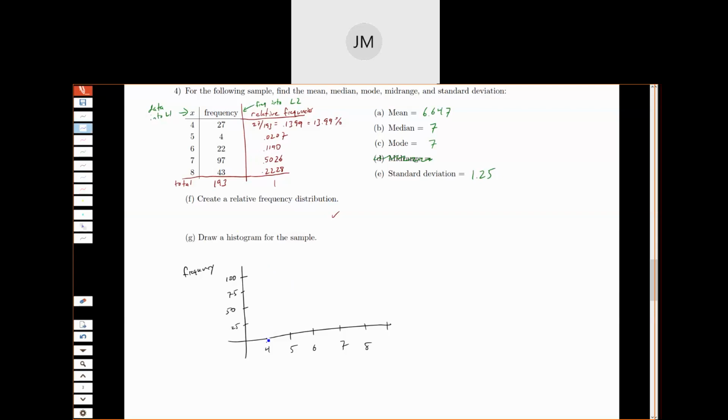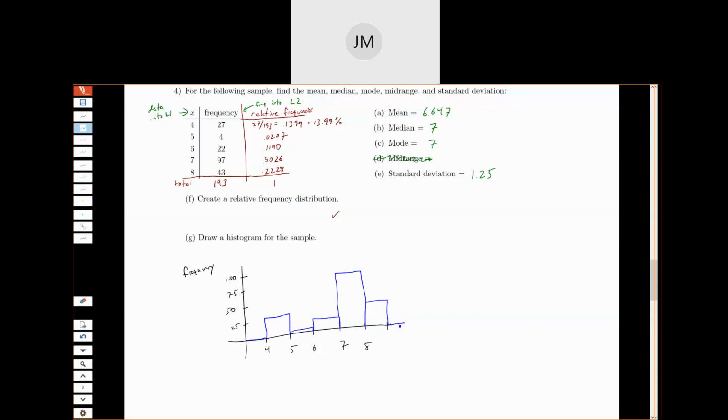So 4 is a bar 27 high. 5 is only 4 high. 6 is 22 high. 7 is 97 high. And 8 is 43 high. Okay, so there's my histogram.